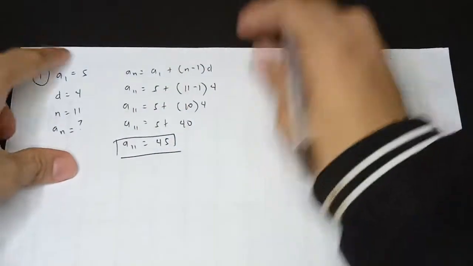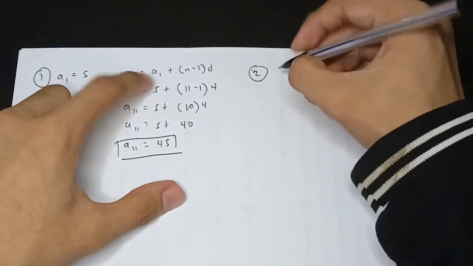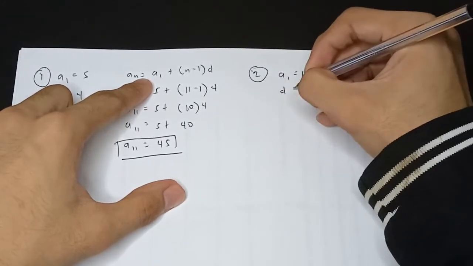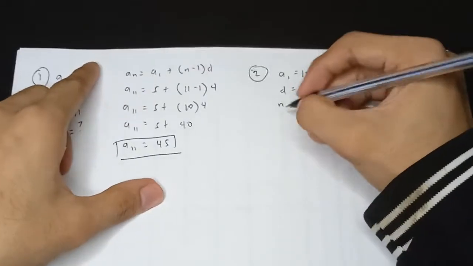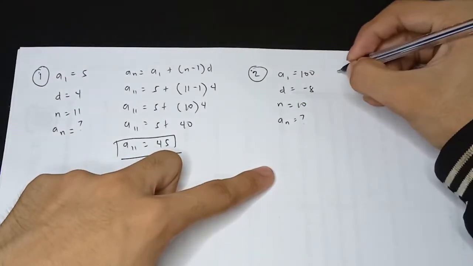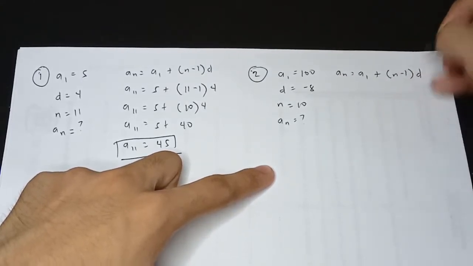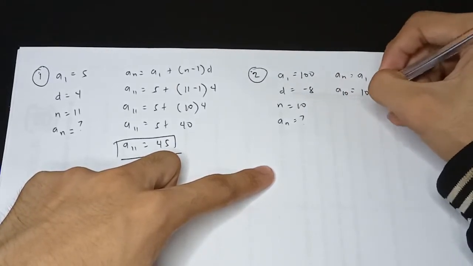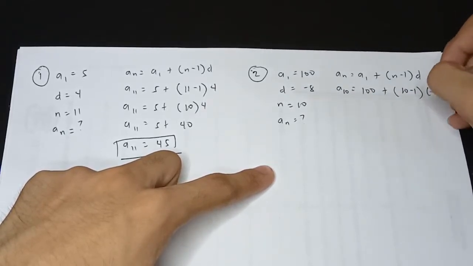Okay, so another problem, number 2. Another problem natin, so meron tayong a sub 1 equals to 100, d equals negative 8, n is equal to 10, and ang hinahanap natin is a sub n. So, formula ulit. Sulat natin yung formula, a sub n is equal to a sub 1 plus n minus 1 times d. Okay, so a sub n natin is 10. A sub 1 natin is 100 plus, so 10 minus 1 times d is negative 8.